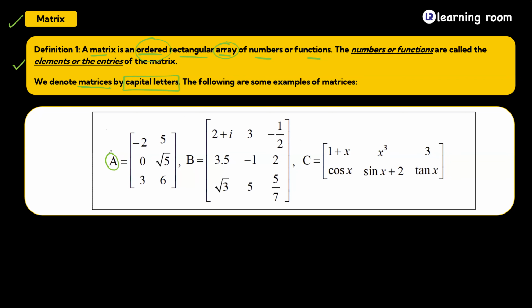What about C? 1 plus x, x cube, 3, cos x, sin x plus 2, tan x. It has 2 rows and 3 columns. This is only having functions inside. 1 plus x is a function, x cube is a function. Can I say 3 is a function? What function is it? I told you in this everything is a function. It's a constant function. 3 is a constant function. So cos x, sin x plus 2 and tan x. I hope you're able to understand. So I can make a note of this.